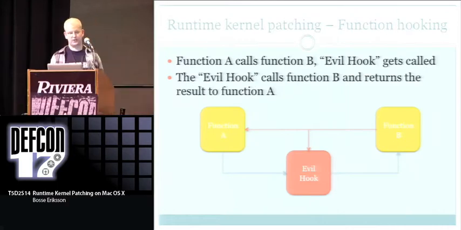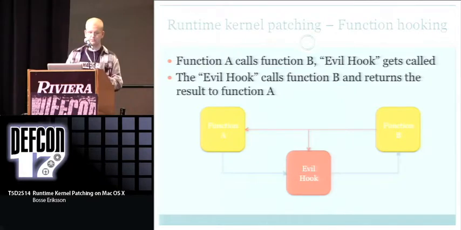This is basically function hooking, for those of you who don't know it. It's kind of a man-in-the-middle attack between two functions. Let's say function A calls function B, but instead of function B getting executed, the evil hook function gets executed, and then it executes function B and passes the return value back to function A. So it's a transparent man-in-the-middle attack. Function A sees the result from function B, but various other code can also be executed in the hook. That's the basic idea of function hooking.